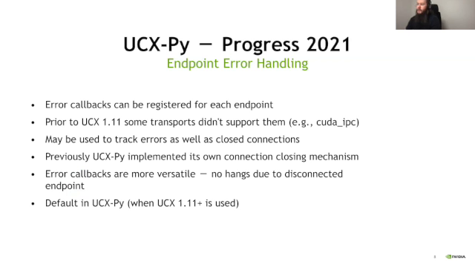Previously, UCX-Py implemented its own connection closing mechanism, but this would depend on the underlying transport to handle errors as well. For example, when using InfiniBand, the process would often hang indefinitely if closing connections could not be done on time. Error callbacks are much more versatile though, as they prevent such strange patterns, allowing us to handle both connection errors and normal closing as a single step, while avoiding some of the issues that were not possible to be handled at the UCX-Py or application layer.